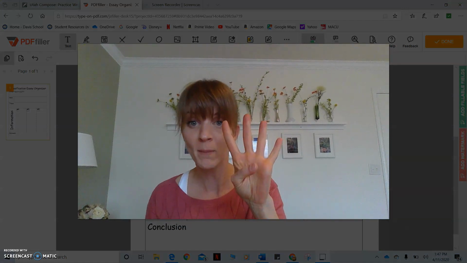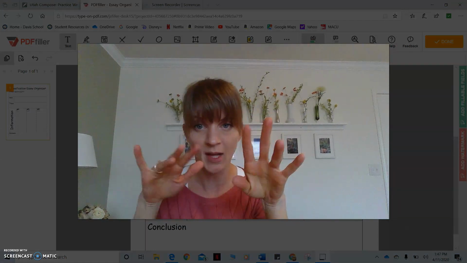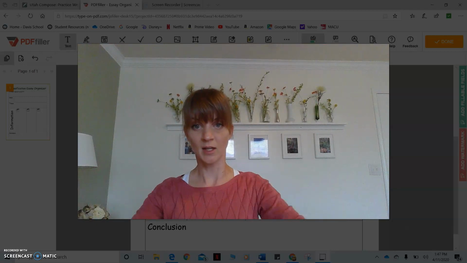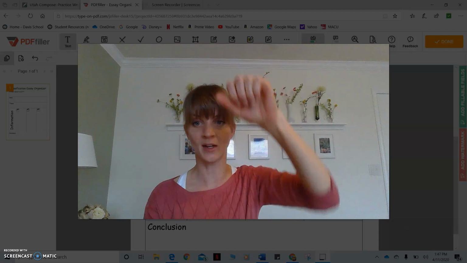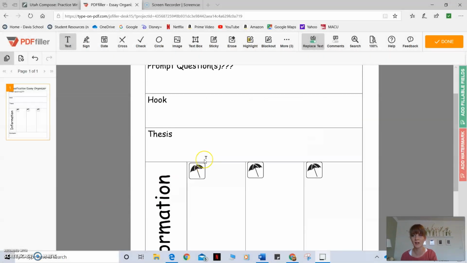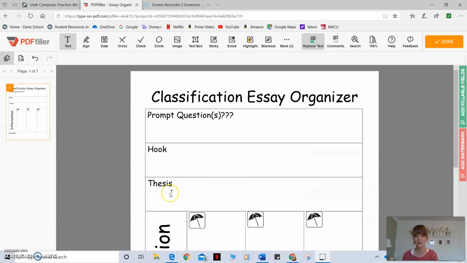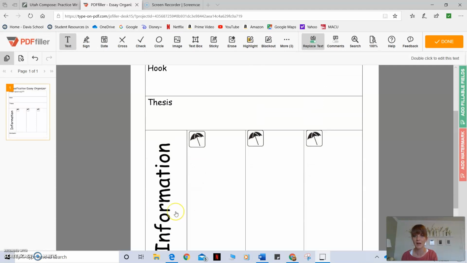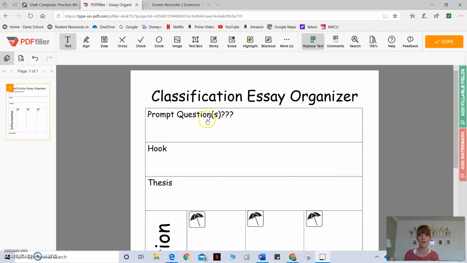Remember, 4 parts of a strong essay. Clap, clap, clappity-lack. Okay, we have our hook, topic, instruction, conclusion. Okay, guys, that is what I have right here. I've got room for my hook, my thesis, I said topic, I meant thesis, information, and my conclusion. And then right at the top, I've got the questions. This is what I'm going to do to analyze my prompt to make sure I'm answering the right questions.